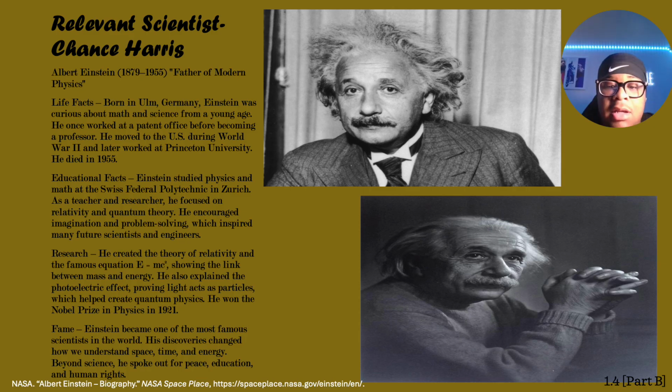Hello, everybody. My name is Chance, and this is my relevant scientist, Albert Einstein. Albert Einstein was born in 1879 in Ulm, Germany. Einstein was a curious child, and he always wondered about math and science from a young age. He once worked at a patent office before becoming a professor. He moved to the U.S. during World War II and later worked at Princeton University. He died in 1955.